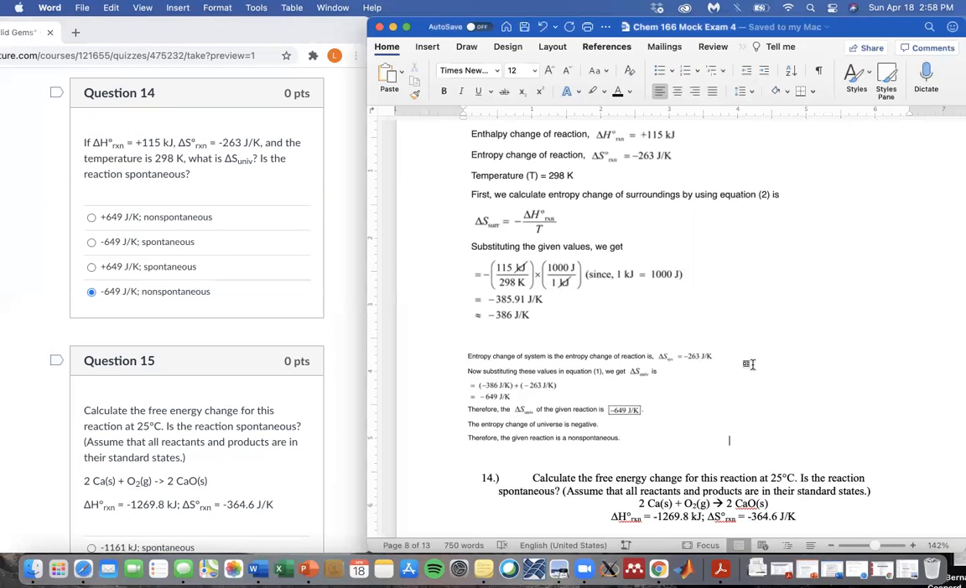I feel like this is another one where if you don't know the equation, it's hard to determine, but once you know which equations to use, the calculation part isn't so complicated. Any questions about that though? Does that make sense and everything?